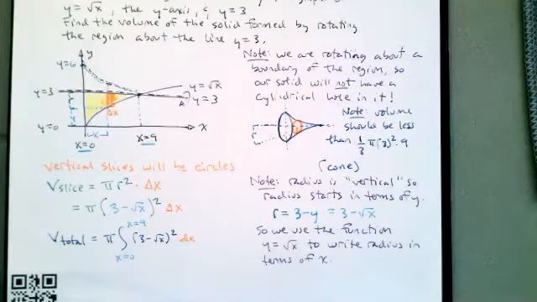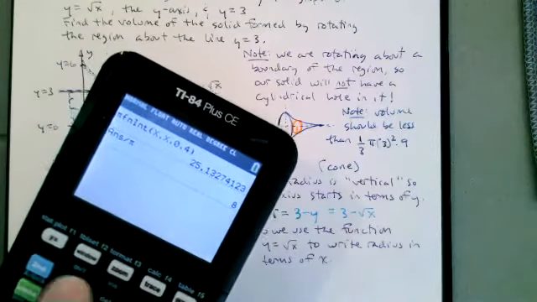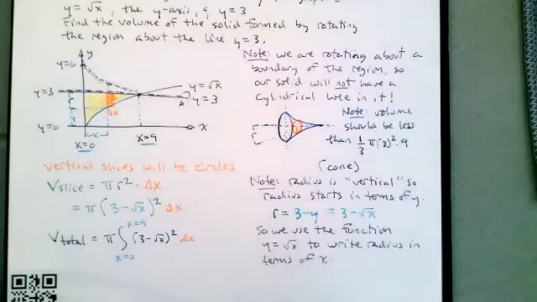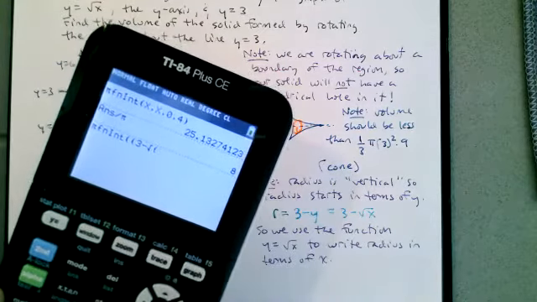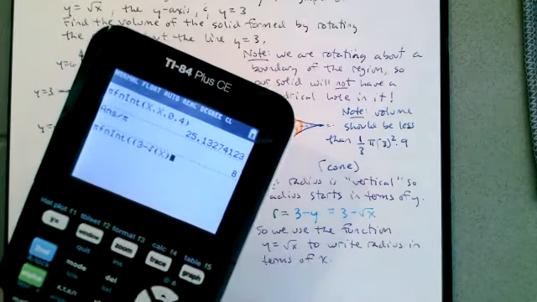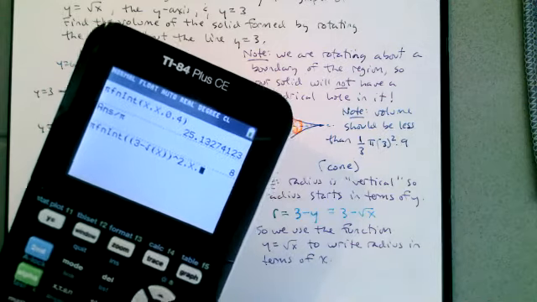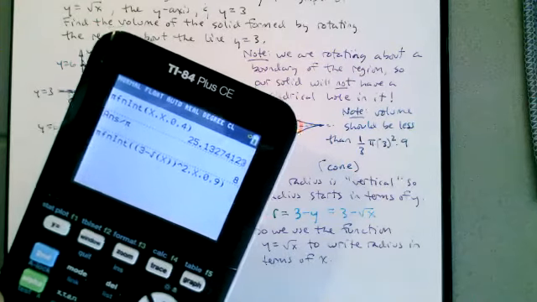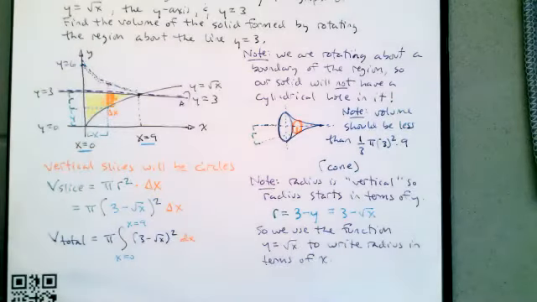This is an integral that we could do by hand, or we could just grab the calculating machine and do pi, math 9 for integral, and we'll integrate 3 minus the square root of x, squared. So parentheses 3 minus the square root of x, close the parentheses, close the thing that I'm squaring, and then square it, with respect to x from 0 to 9. And we get 42.411, we'll call it.